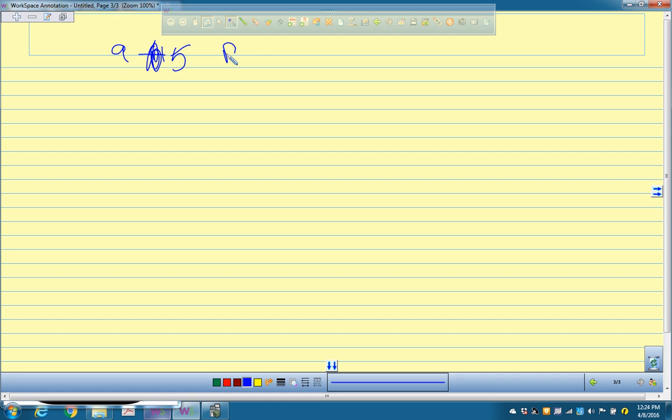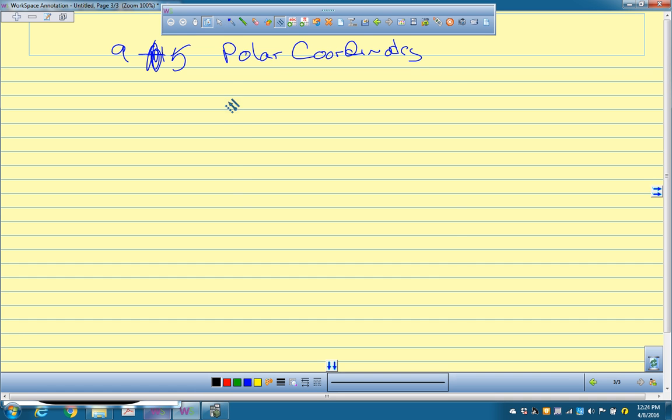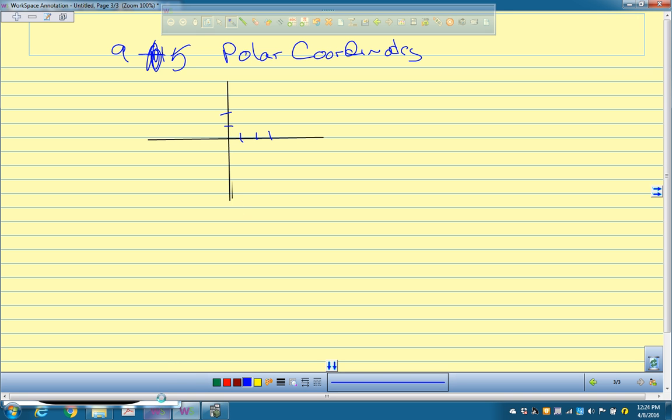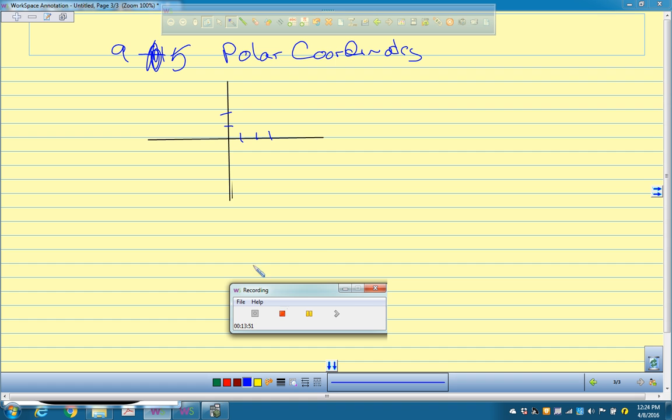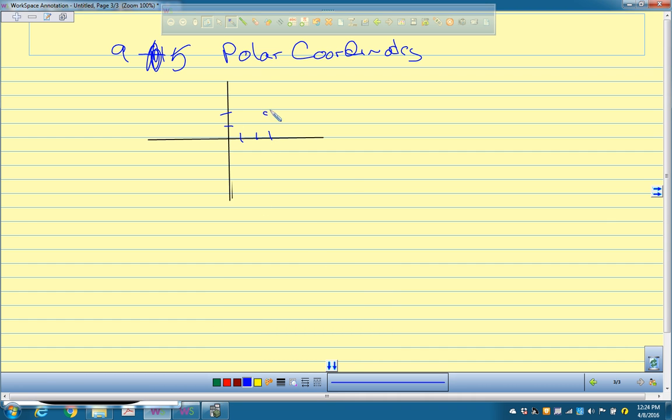So this is 9-5. This is called polar coordinates. Okay? Polar coordinates are another way to get to a point in the coordinate plane. So for instance, if I have some point (3, 2), I can get there by going over 3 and up 2. That's the only way I could get there.